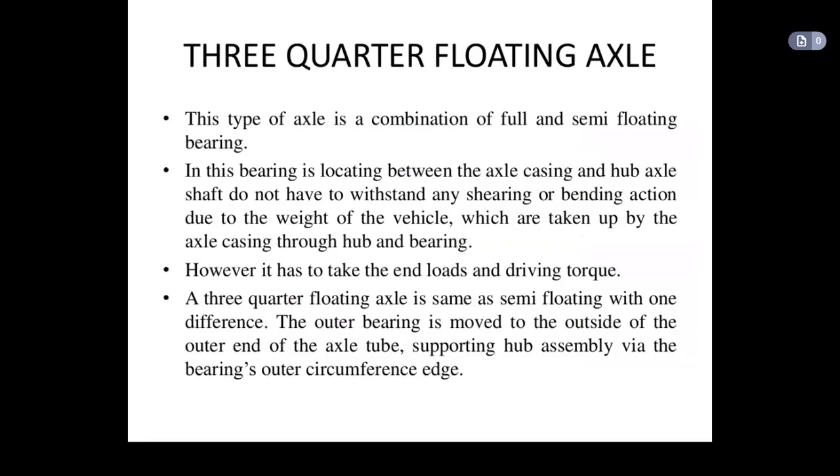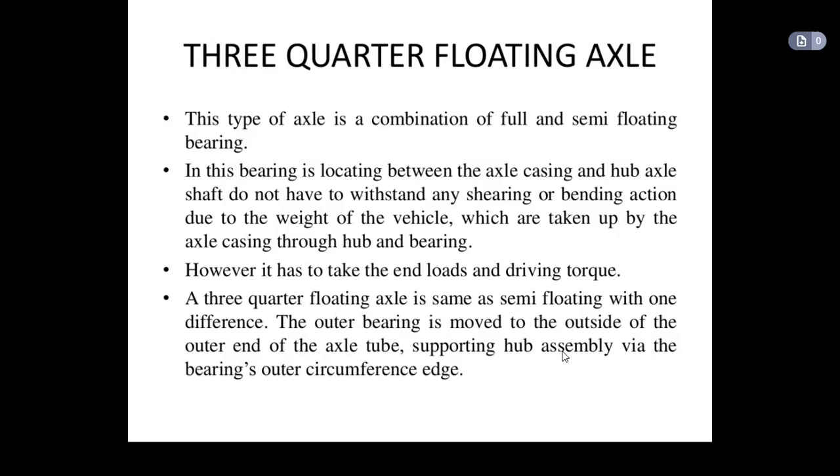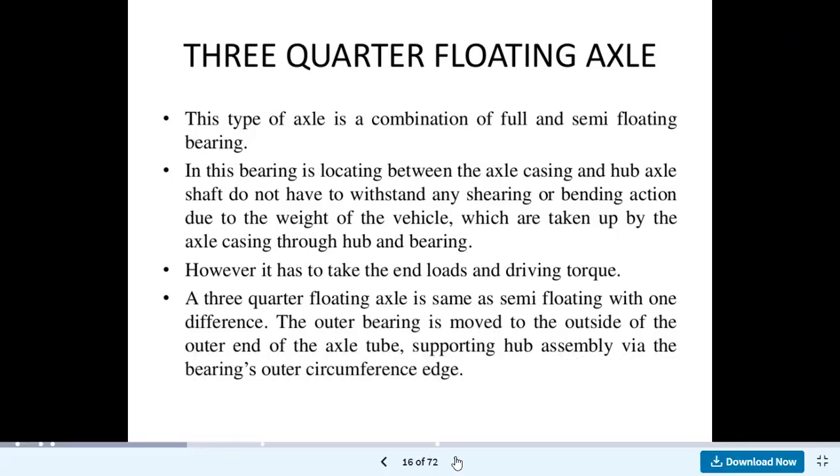In this bearing, located between the axle casing and the hub axle shaft, does not have to withstand any shearing or bending action due to the weight of the vehicle, which is taken up by the axle casing through the hub and bearing. However, it has to take the end loads and driving torque. A three-quarter floating axle is the same as semi-floating with one difference. The outer bearing is moved to the outside of the outer end of the axle tube, supporting the hub assembly via the bearing's outer circumference edge.